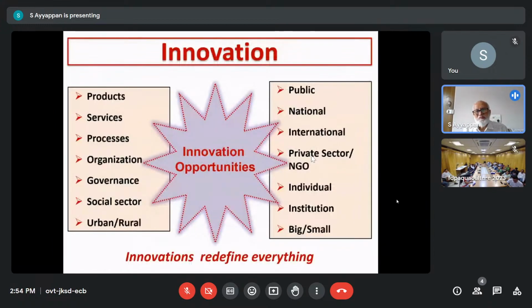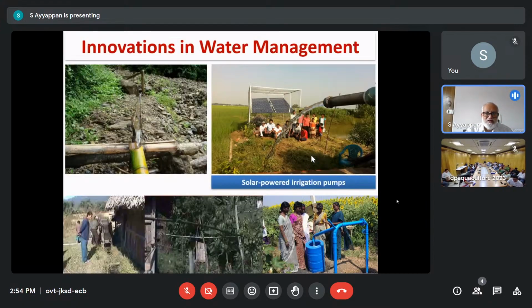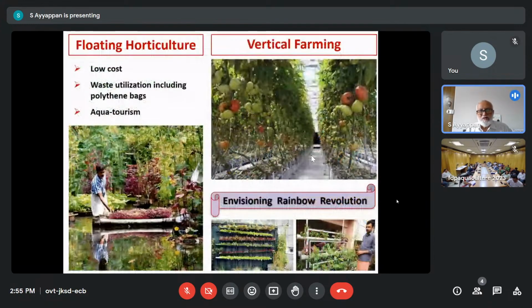And that's where we are talking about what innovation opportunities are there when it comes to fisheries and aquaculture. A lot of possibilities, individual innovations are taking place. For example, when it comes to water management, in different villages we have seen how people conserve water. Very traditional methods, but very efficient methods. These are a few slides from different villages, or it could be floating horticulture, vertical farming, hydroponics that has come in, including for fish, recycling water for fish.